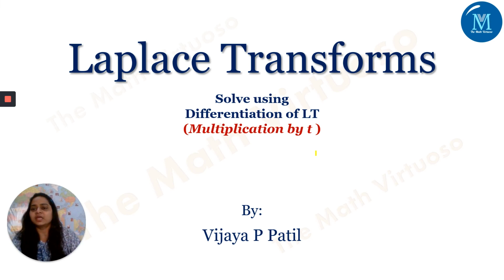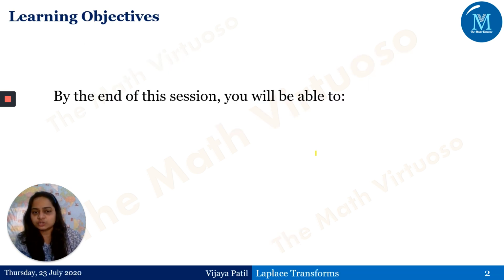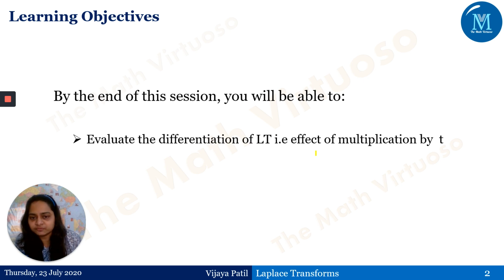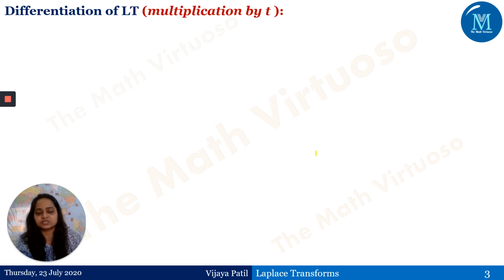Hello everyone. In continuation with the Laplace transform, we will be dealing here today with the differentiation of the Laplace transform, and this property is also known as multiplication by t. By the end of the session, you'll be able to evaluate the differentiation of Laplace transform. That is, we will be seeing the effect of multiplication by t on the function. What is the change in the Laplace transform of that particular function?